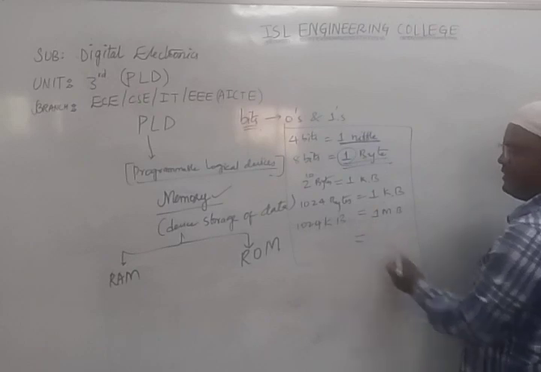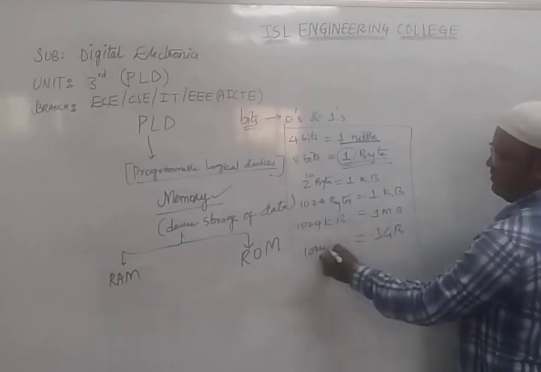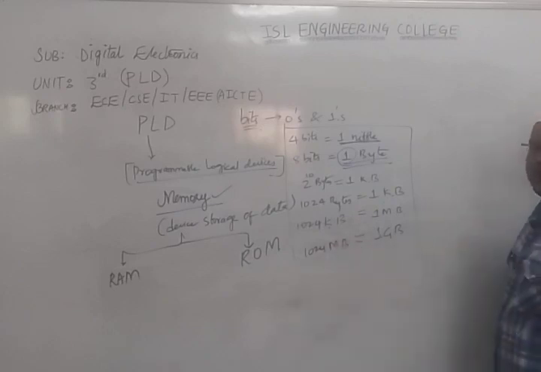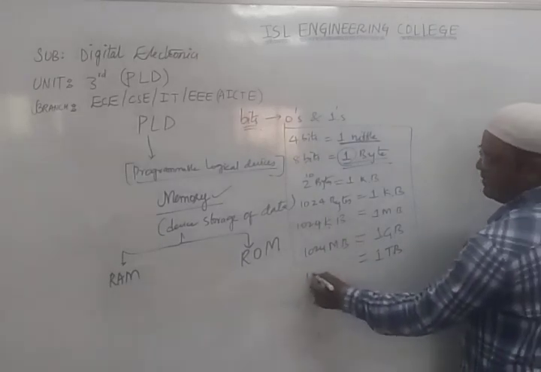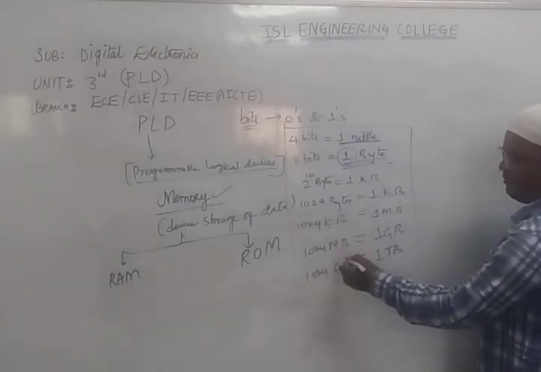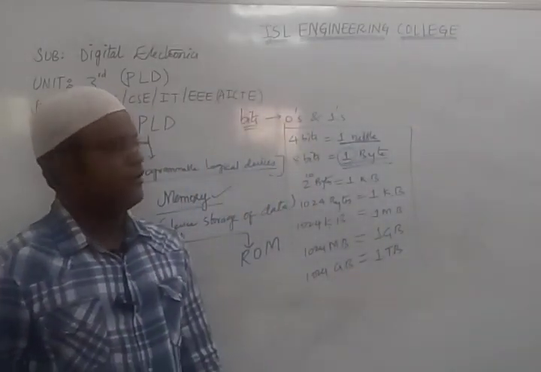If 1 MB, then after that, what is the next thing? 1 GB. So how much is 1 GB? 1024 MB. If you want to go after GB, then go for 1 terabyte. What is 1 terabyte? 1024 GB is nothing but 1 terabyte. These are the sizes of the storing capacity of memory devices.